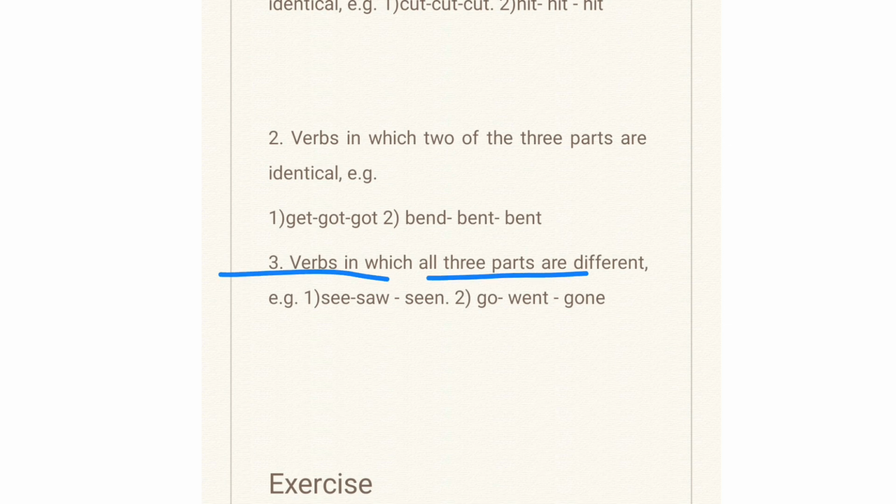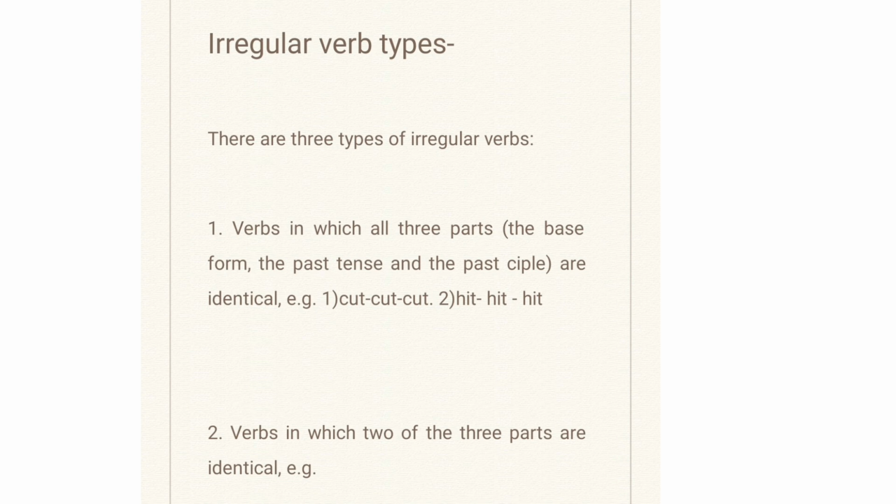Third: verbs in which all three parts are different. See, saw, seen, go, went, gone. If you see these types of verbs anywhere, these are the third type of irregular verbs. So what are the three forms? Here the three forms are known as V1, V2 and V3: base form, past tense and past participle.